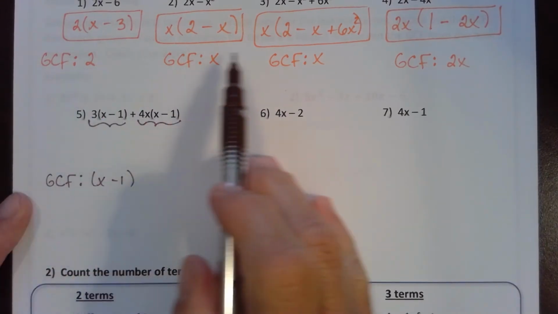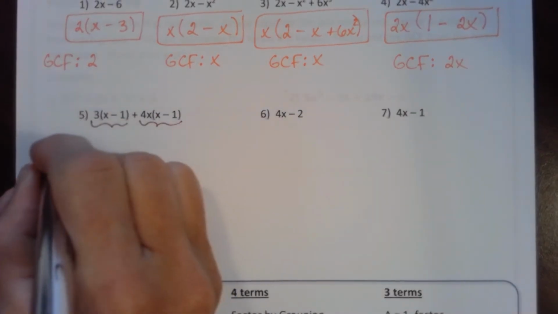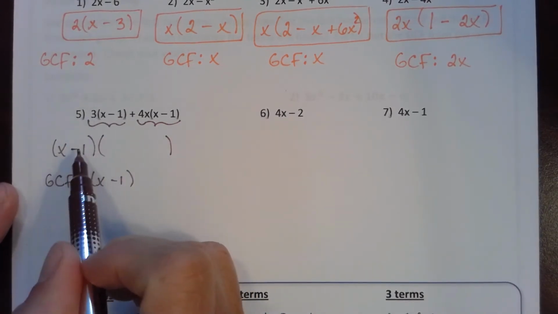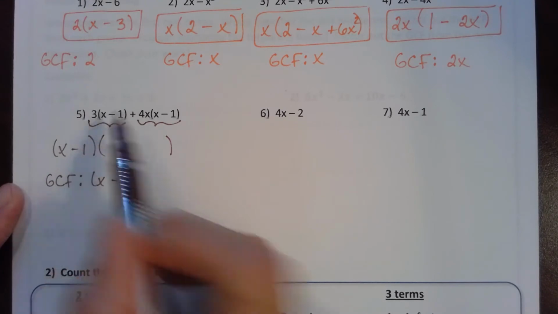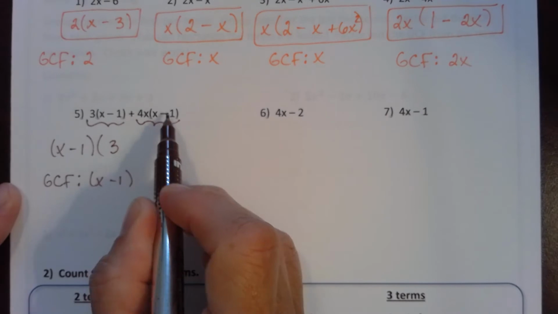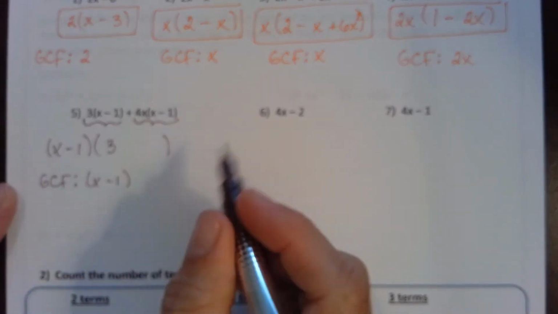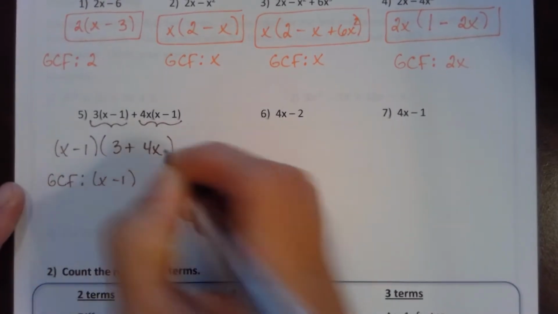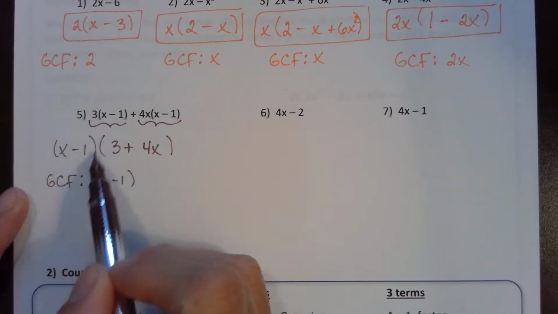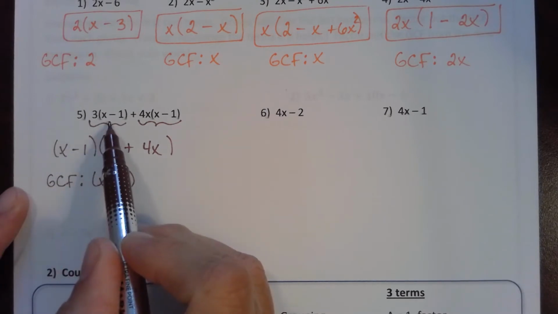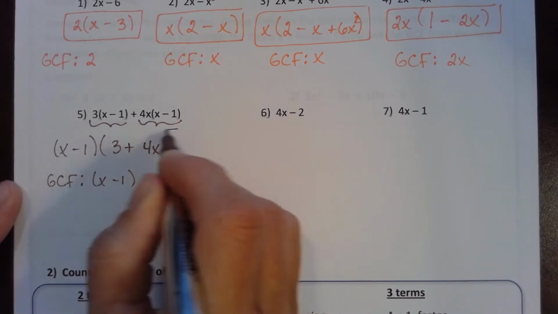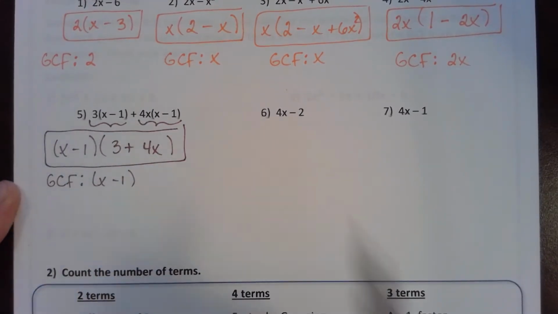Well, just like up here we set our GCF out front, let's set our GCF out front. What do you multiply by x minus 1 to get 3 times x minus 1? You multiply it by 3. What do you multiply by x minus 1 to get that 4x times x minus 1? You multiply it by 4x. Now in this one, if you wanted to check it, you would do it this way. x minus 1 times 3, that's this one. X minus 1 times 4x, that's this one. So now we have factored this crazy looking problem.